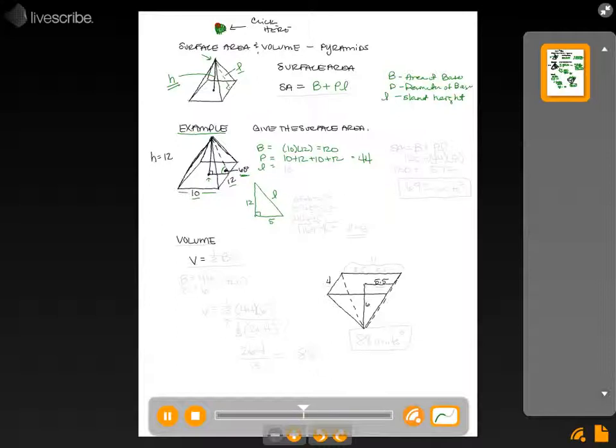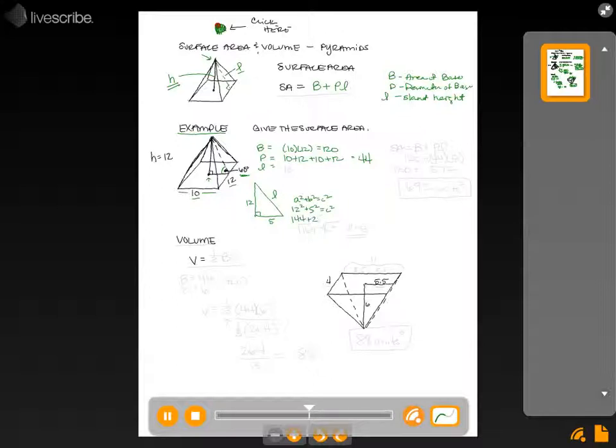Most of us remember the Pythagorean theorem better. A squared plus b squared equals c squared, so we're going to use that one. We're finding c on this problem, the hypotenuse. So 12 squared plus 5 squared equals c squared.